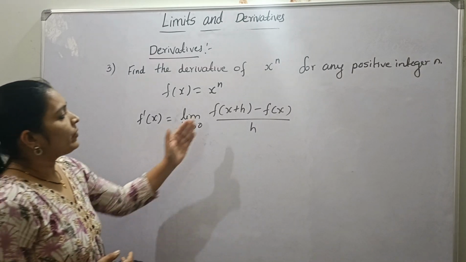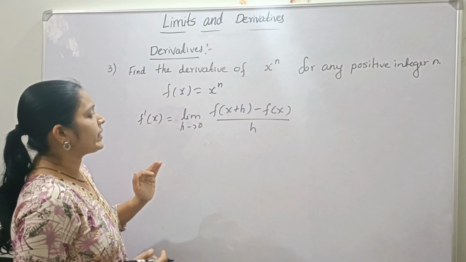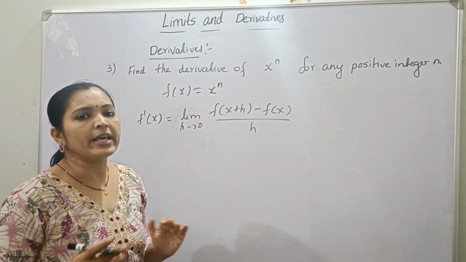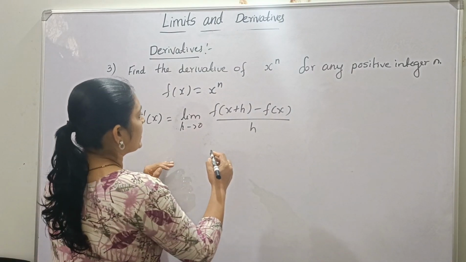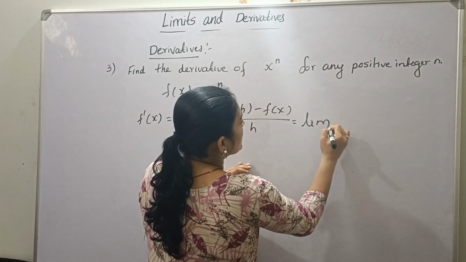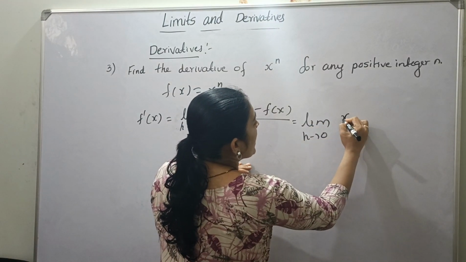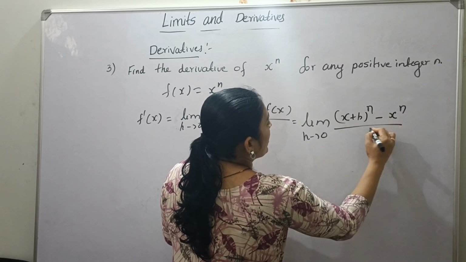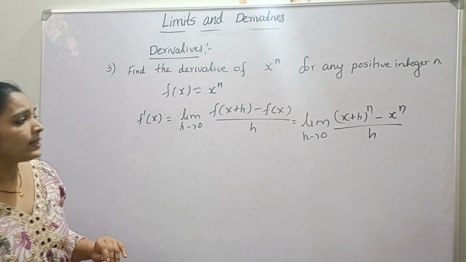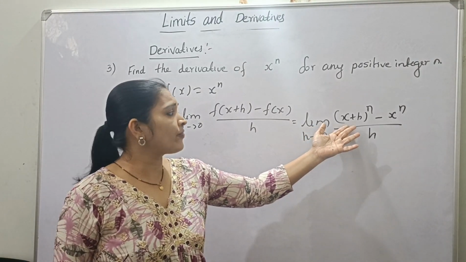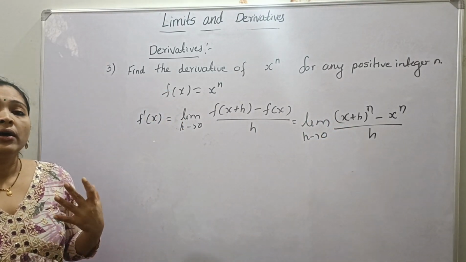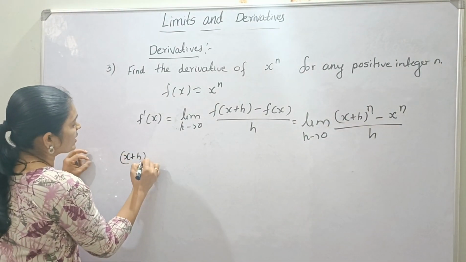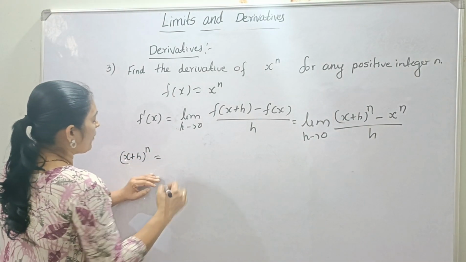Here f of x is x raised to n, right? So what is f of x plus h? f of x plus h is nothing but x plus h whole raised to n. That is equal to limit h tends to 0, x plus h whole raised to n minus x raised to n divided by h. Now let us write the expansion of x plus h whole raised to n using binomial theorem. By binomial theorem, let us write what is x plus h whole raised to n.